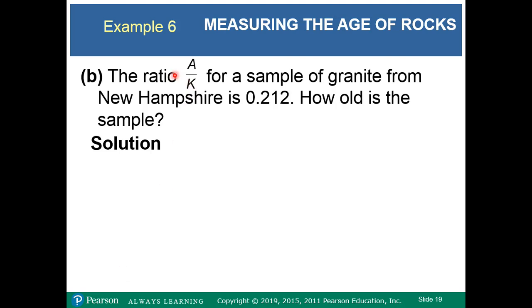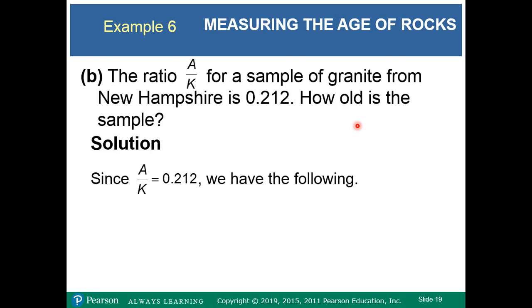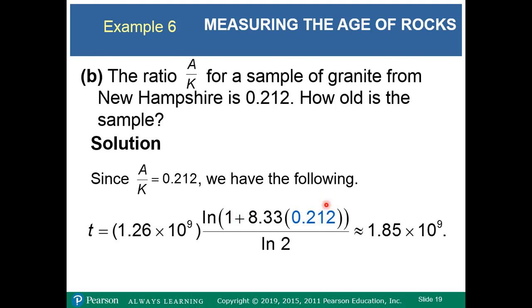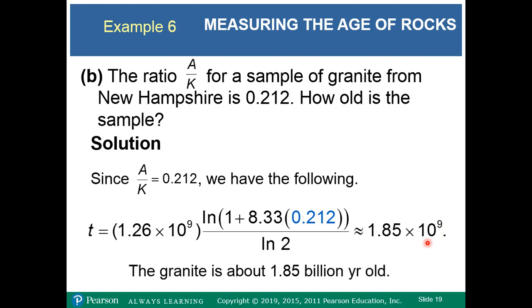Now, what if we get a ratio, the ratio for a sample of granite from New Hampshire is 0.212. So we find the ratio of this sample is 0.212. How old is the sample? So now that we know the ratio, we can plug that into our formula. And so now we get the natural log of this divided by the natural log of 2 times this. And we get 1.85 times 10 to the 9th power. So how old is this rock? About 1.85 billion years old.